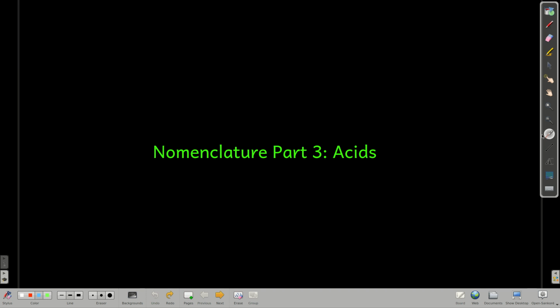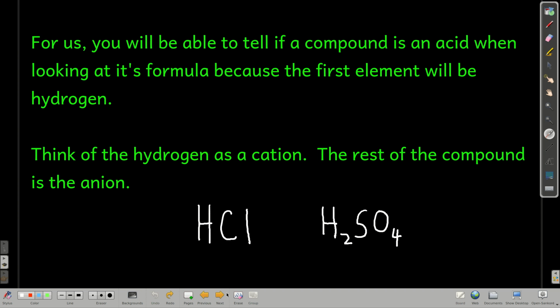All right, so in this module, we're talking about how to name acids. Nomenclature part 3. Well, first of all, what do we mean by an acid? At this level, the way you can tell that a compound is an acid by looking at its formula is that the first element written in the formula will always be hydrogen, H. Think of it as a cation, H+, because it pretty much acts that way. These would be two examples of acids, and you would know that by looking at them because they both start with hydrogen.